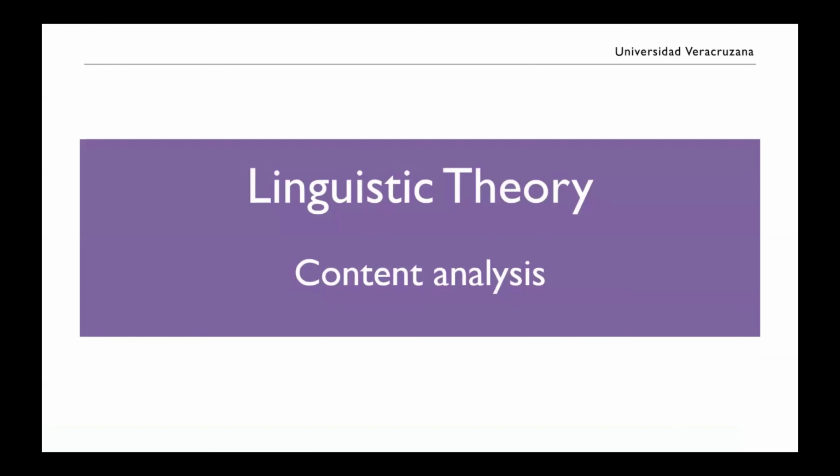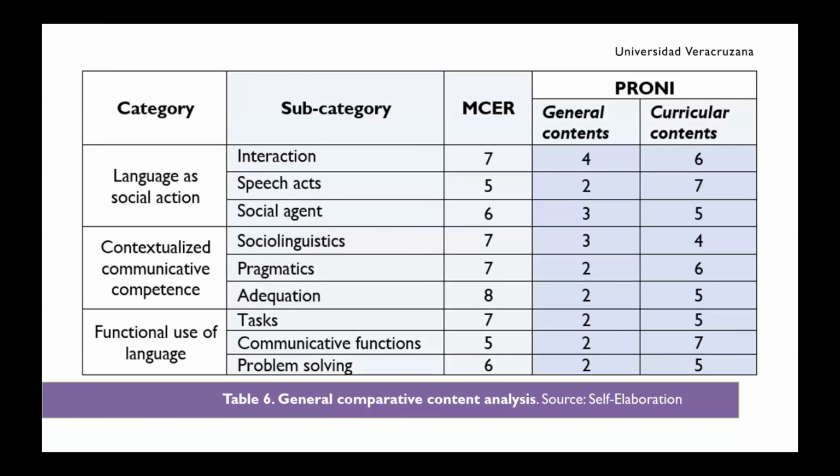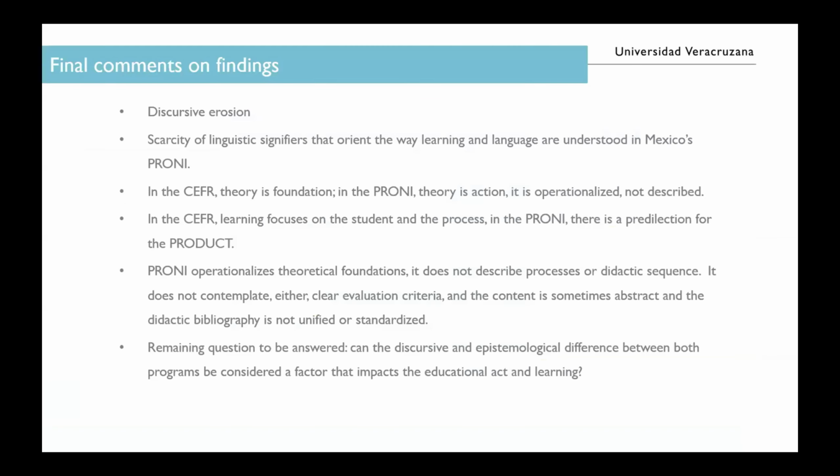And then from the content analysis, we observe that we have better numbers, but still the larger number of mentions occur in the curricular contents and not in the general contents, which are supposed to be the epistemological or theoretical basis of the program. So what we can conclude from these findings is that we have a discursive erosion. There's a scarcity of linguistic signifiers that orient the way learning and language are understood in Mexico's PRONI.